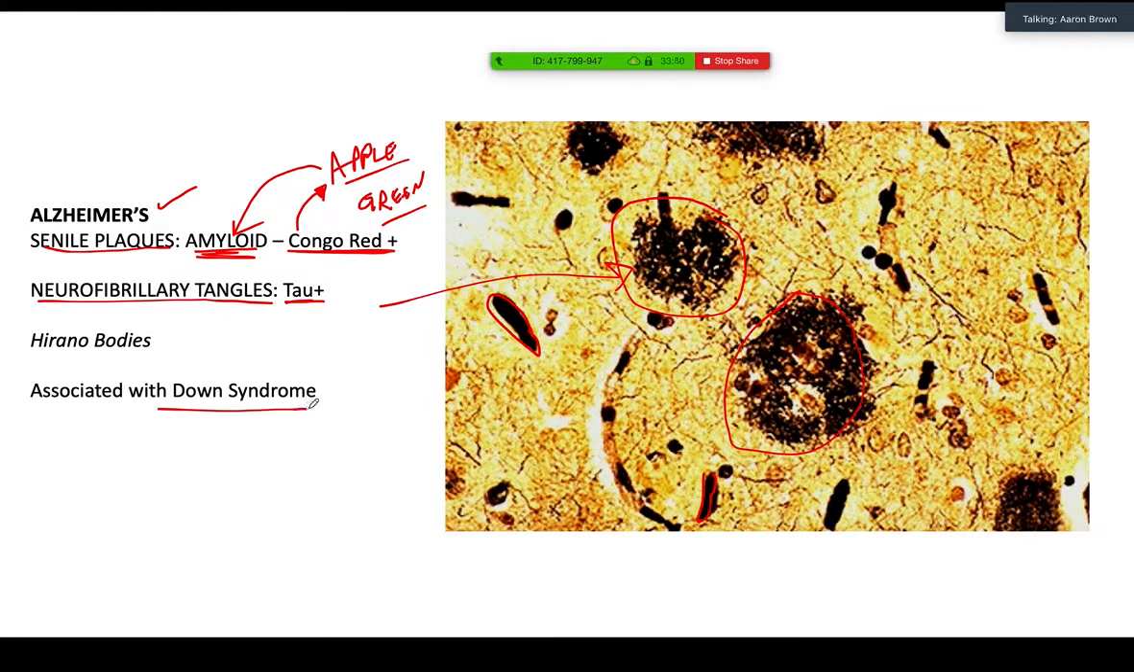Patients with Down syndrome have a higher risk of developing Alzheimer's. There is a strong association there. Okay. And let's see what else we can say about Alzheimer's. Do you have any questions on Alzheimer's disease?